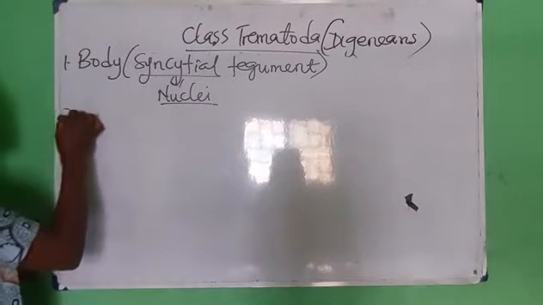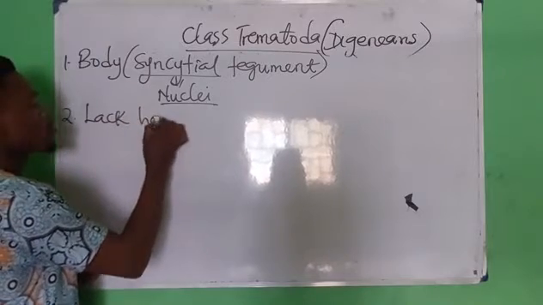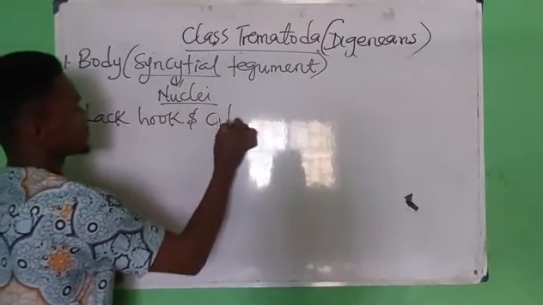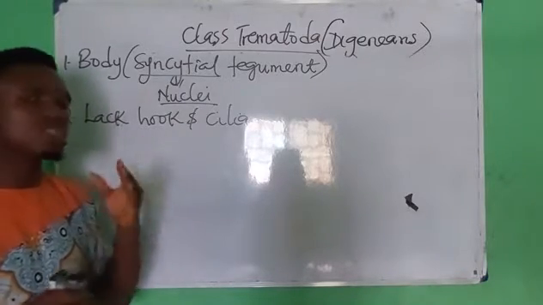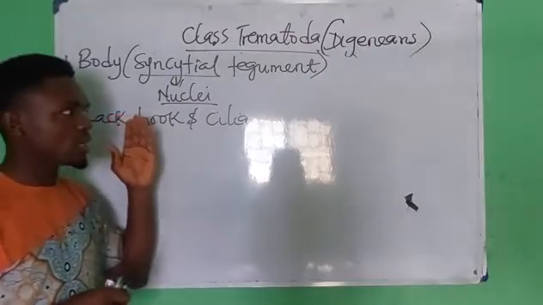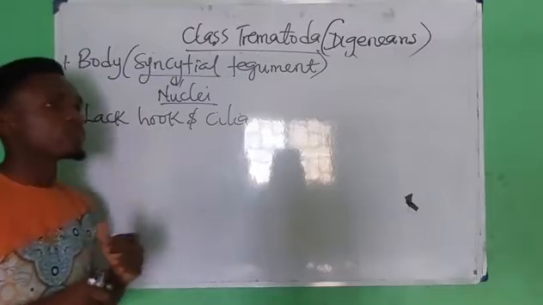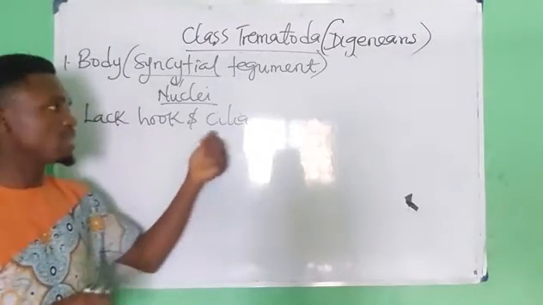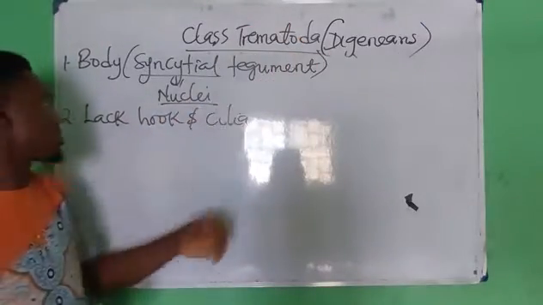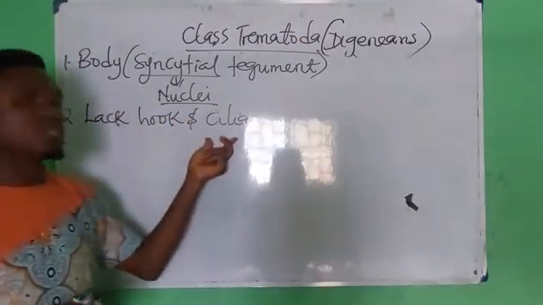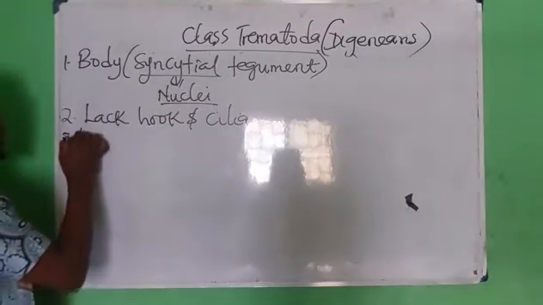Also take note that these guys lack hook and cilia. In other words, we say they are non-ciliated organisms. The cestodes, that is, they belong to class Cestoda, are also non-ciliated because they lack cilia. Please take note that trematodes or the Digeneans lack hook and what? Cilia, please.